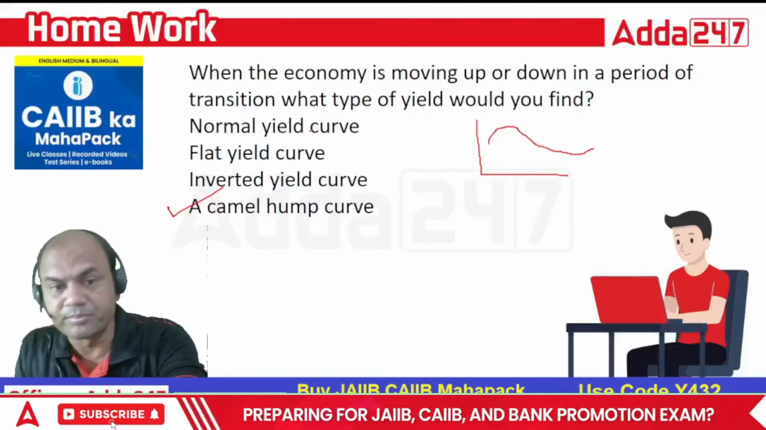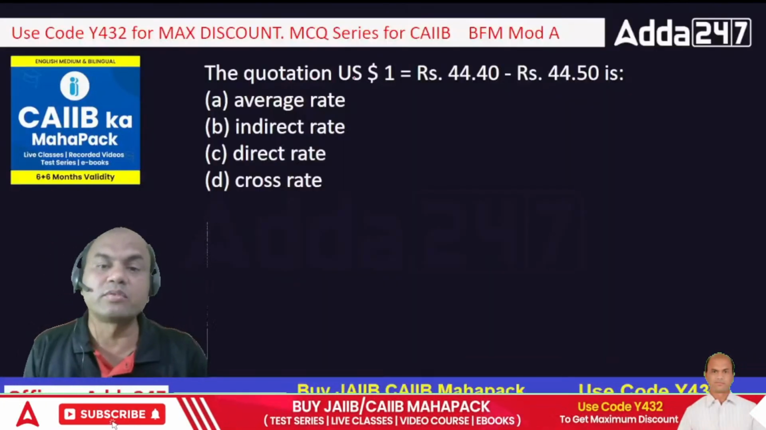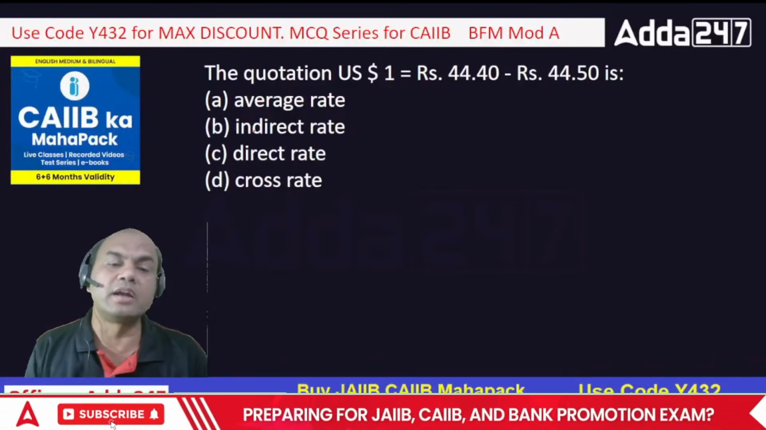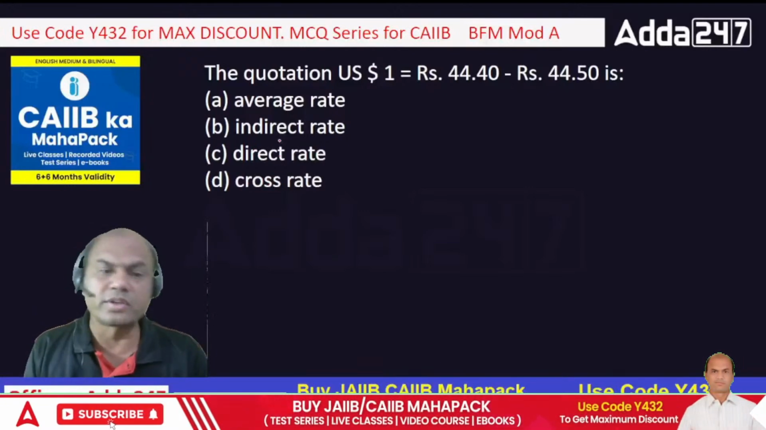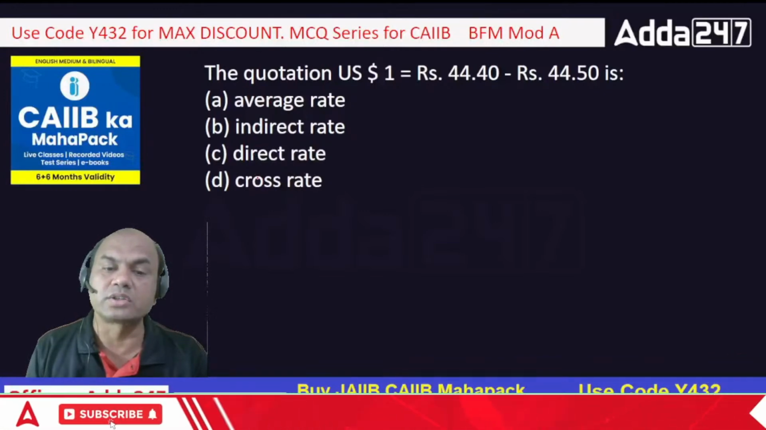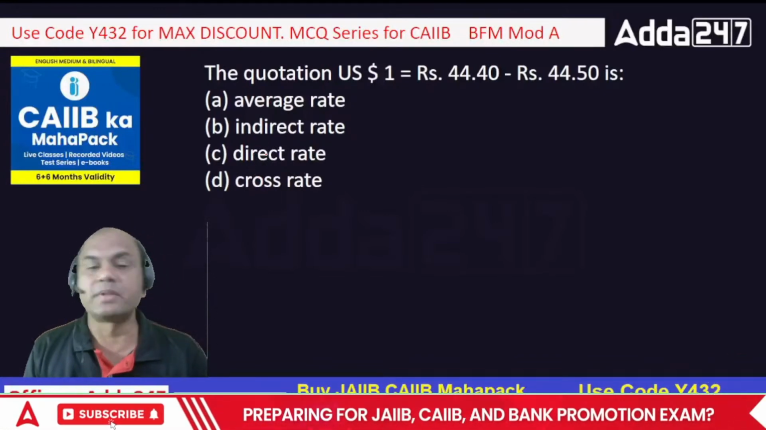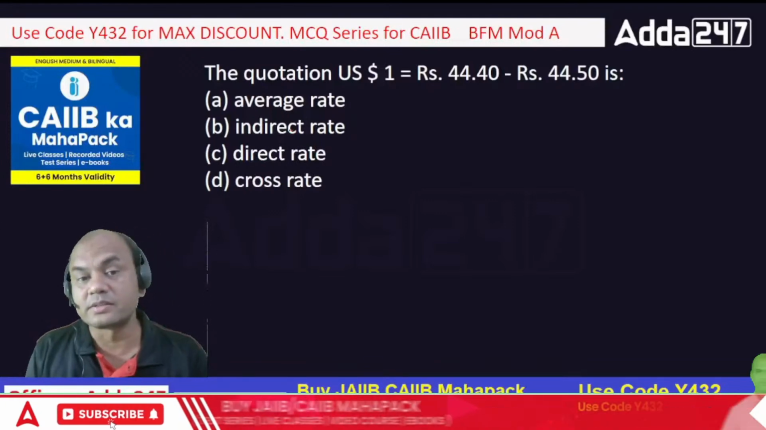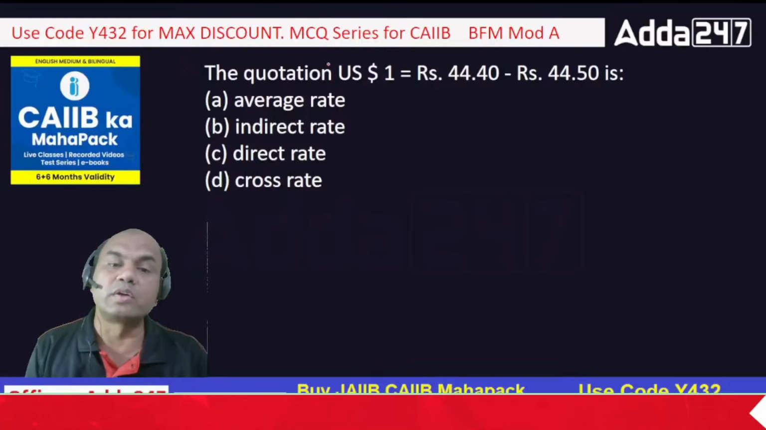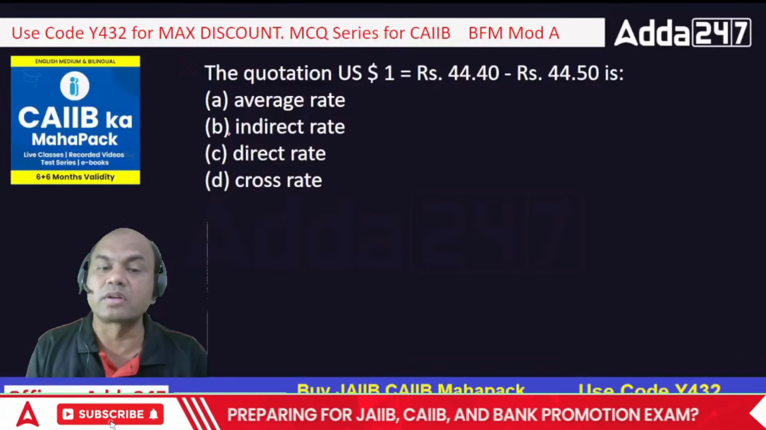The quotation $1 equals 44.4050 is called as what? Average rate, indirect rate, direct rate, or cross rate. So what do you say, guys? Is it called average or indirect or direct or cross? Let me let you think. Here the dollar is kept constant. So when the dollar is kept constant, it is called as what?